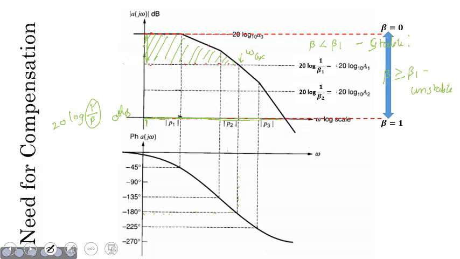And when we try to measure the loop gain magnitude, it exposes all of this open loop transfer function, right?